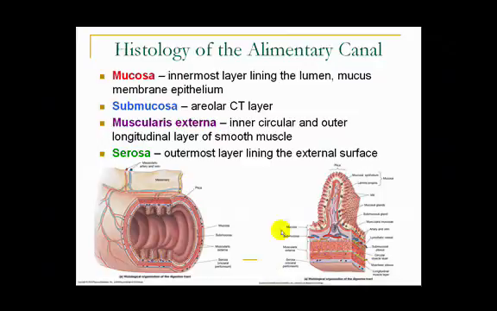And then the outermost layer would be the serosa. Okay, that's going to be epithelium. It's basically a serous membrane because it's found in a cavity, the abdominal cavity. And in the abdominal cavity, that serosa is called the peritoneum. The only place along the digestive tract where you don't necessarily have serosa is lining the mouth and esophagus, because they're not actually in a cavity. They'll have connective tissue around them.